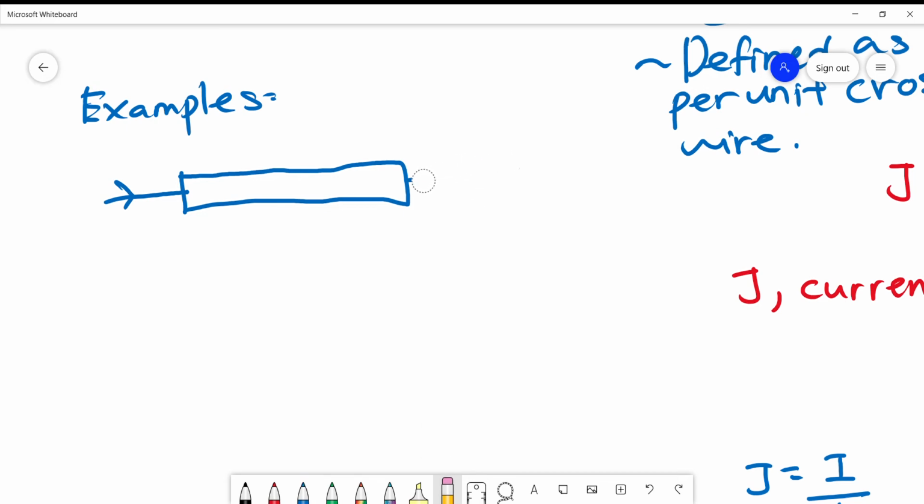So there's actually two different sides of the wire. I denote this one as my P and this one is my Q. Okay, so this is my I, of course.